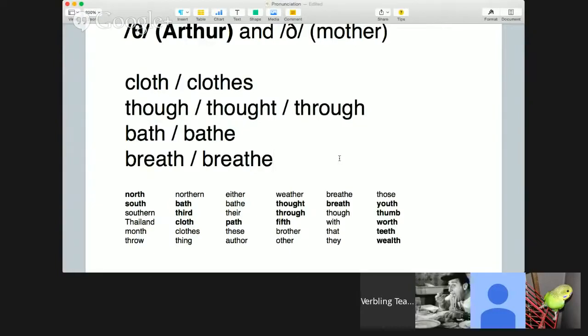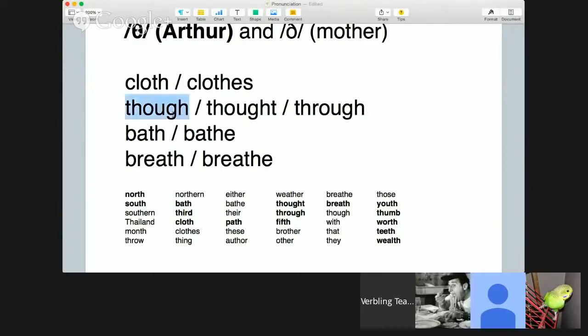Clothes, dog, vogue, fruit, bath, bait, breath, brief. Well done, Salvatore.